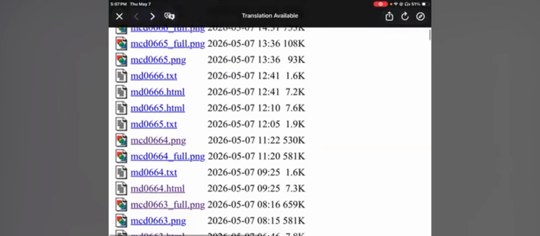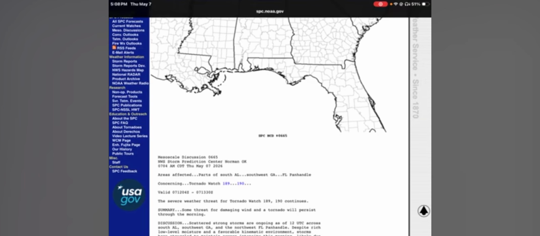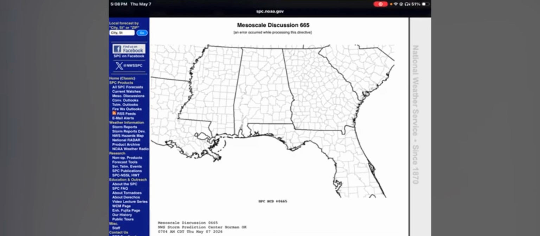That may be it. 665. Oh yeah, it's this one. So there was a glitch in the software or something, and so the mesoscale discussion looks like this. It looks like how they used to issue mesoscale discussions 5, 6, 7, 8, 9 years ago, like pre-COVID and just starting COVID era. It kind of looked like this.